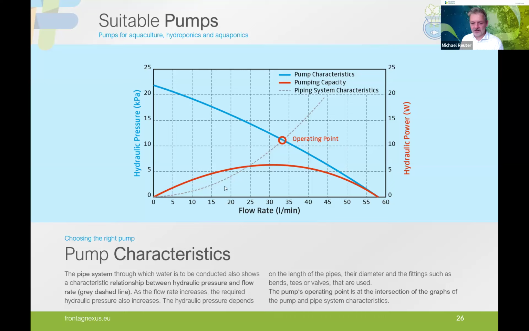And at some point, these two graphs, the hydraulic pressure inside of our piping system and the pump characteristics, intersect. And this will be exactly the operating point that we will have for our pump in our system.